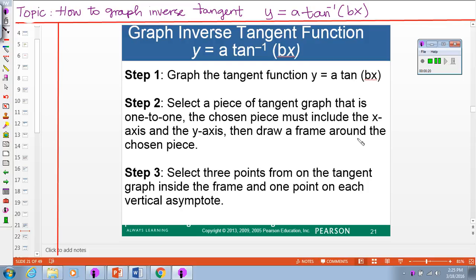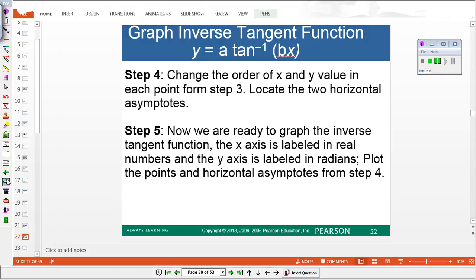And next step will be step number 3. We will select 3 points on the tangent graph piece that we just selected from step 2. Step number 4, we will change the order of x and y, and also we will locate the two horizontal asymptotes. And last step, we are going to plot the points from step 4 plus the two horizontal asymptotes. Now let's begin.